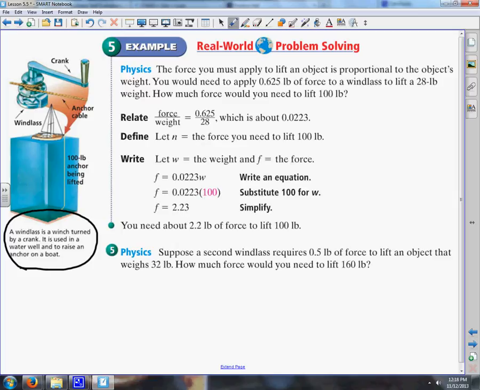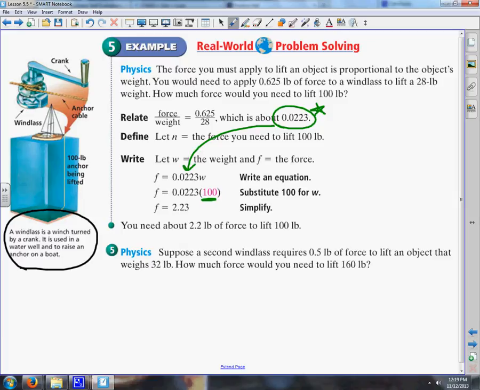So how much force would you need to lift 100 pounds? So force divided by weight, 0.625 divided by 28, which is about 0.0223. So let W equal the weight and F equal the force. So if my force is F, then this would be my constant. I'm dividing those two numbers, okay? And that's my constant, so I'm going to put that in right here. And then I'm going to put 100 into W. So then I multiply by my constant, and you would need about 2.2 pounds of force to lift 100 pounds. So try this sample, and then we'll go over it.